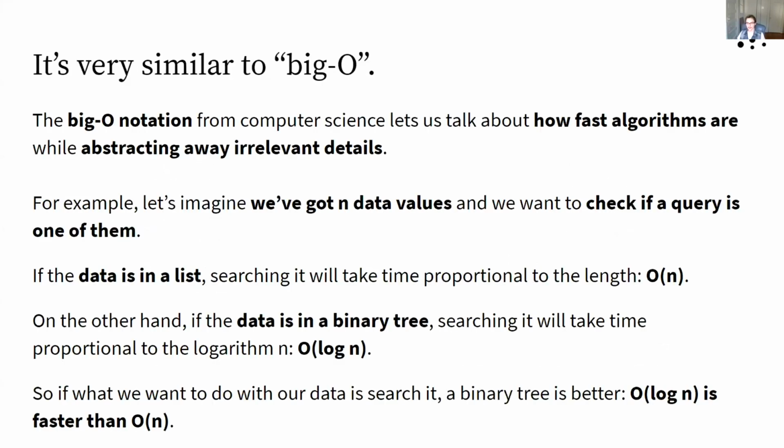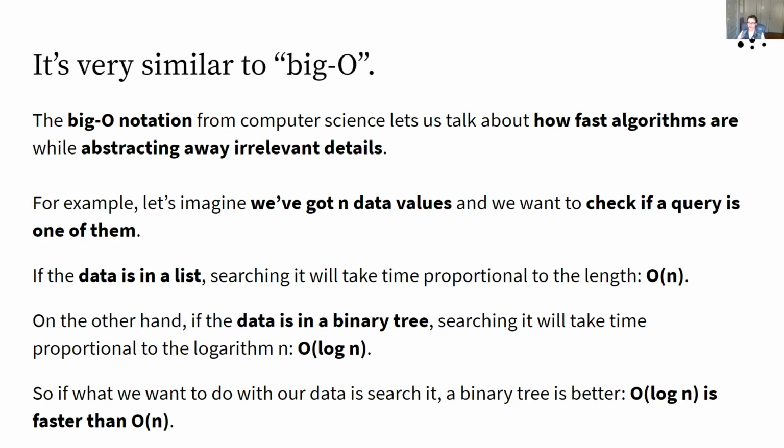So it's similar in spirit to big O, right? So big O notation from computer science lets us talk about how fast algorithms are while abstracting away any irrelevant details. So for example, maybe we've got n data values and we want to check if a query is one of them. If the data is in a list, searching it will take time proportional to the length. On the other hand, if the data is in a binary tree, famously, searching it will take time proportional to the logarithm of n in order to find the data.